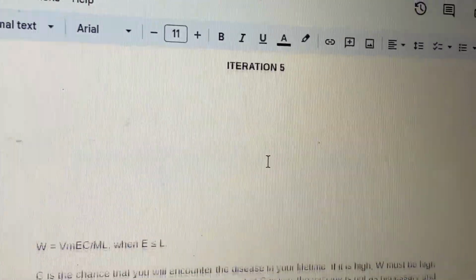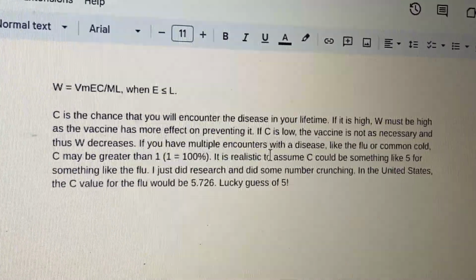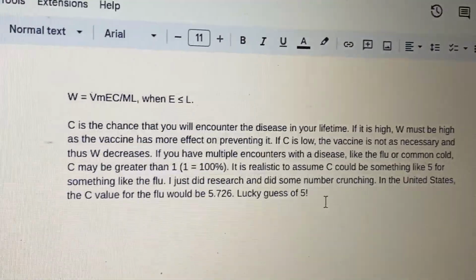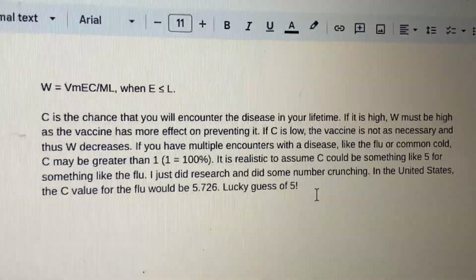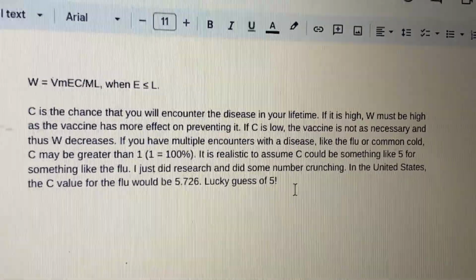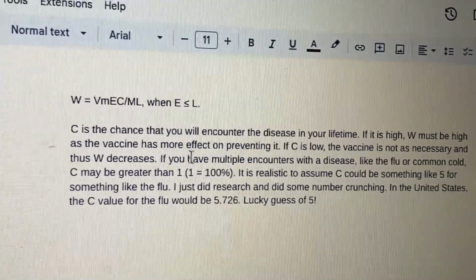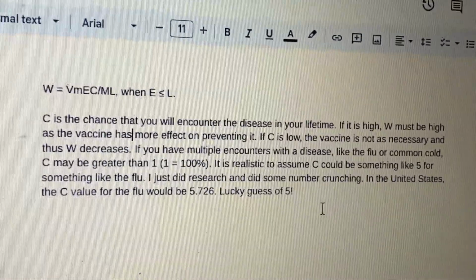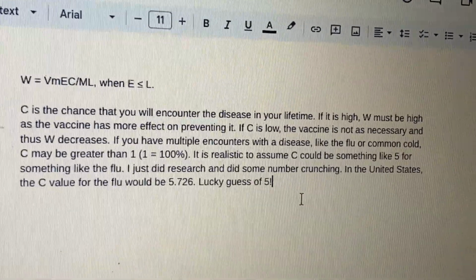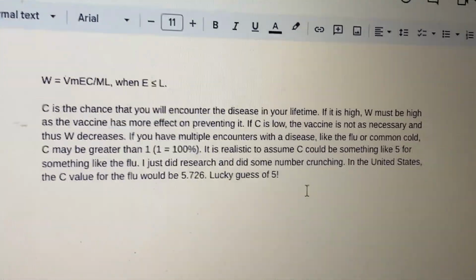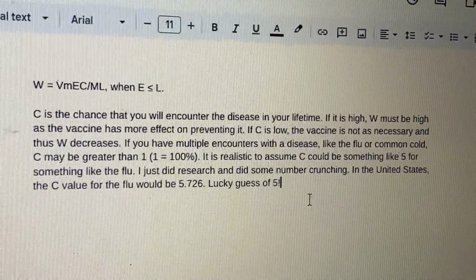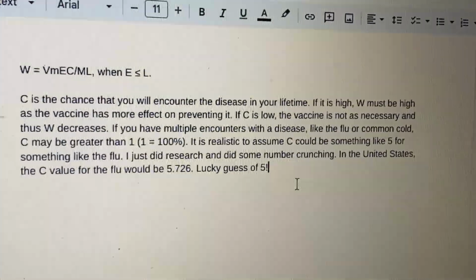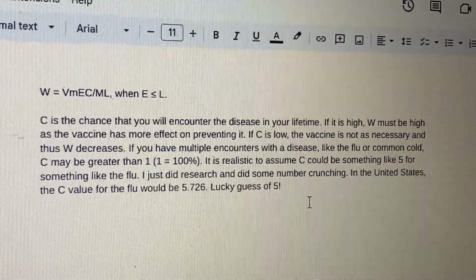Anyway, let's move on to iteration 5, which is the last iteration for this video. This equation is actually decent, and if you're considering getting a vaccine or not, I would recommend looking at this equation first and maybe doing some research, because I include the new variable, C. So C is the chance that you will encounter the disease in your lifetime. If it is high, W must be high, as a vaccine has more effect on preventing it. If C is low, the vaccine is not as necessary, and thus W decreases.